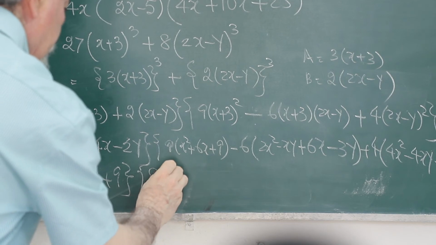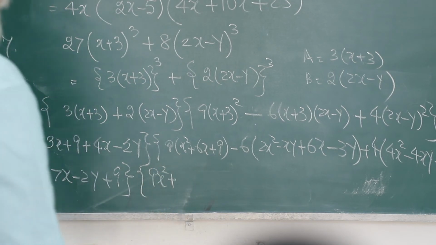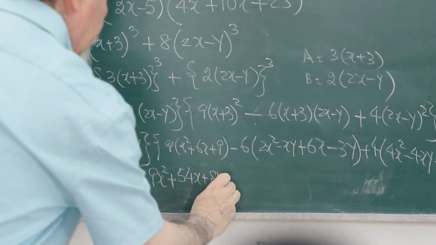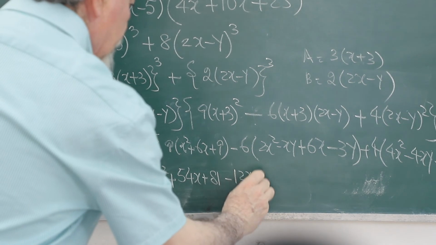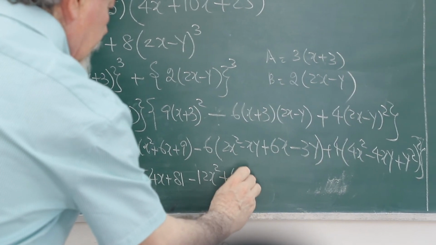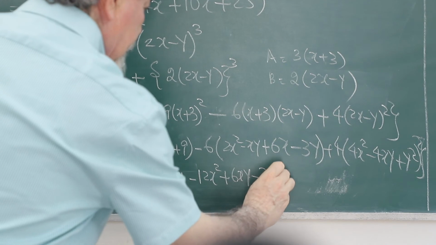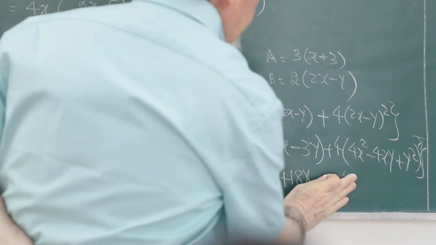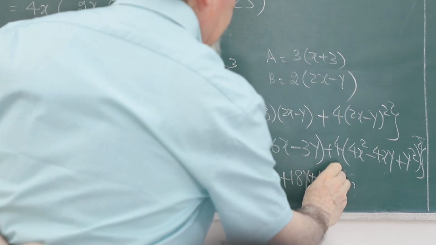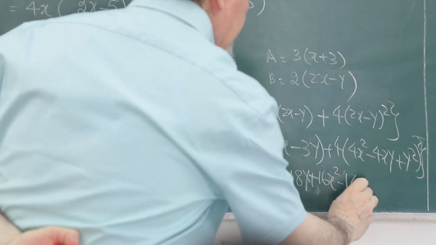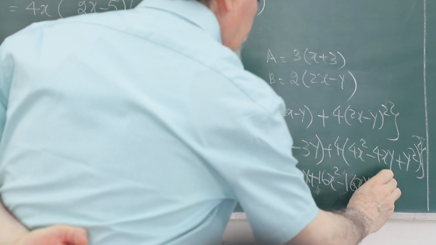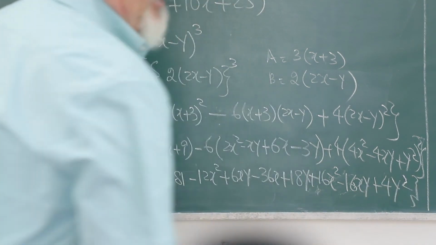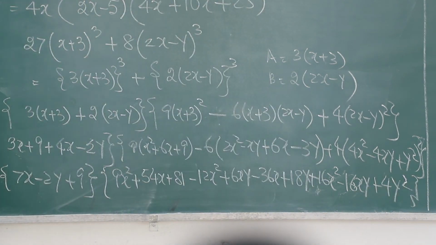It will become 9x square plus 54x plus 81, minus 6 2s are 12x square plus 6xy minus 36x plus 18y. And here it will become 4 4s are 16x square, 4 4s are 16xy, and plus 4y square. Now you have to just collect the like terms.